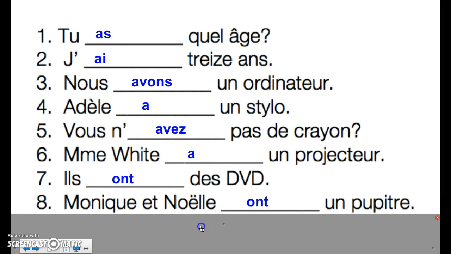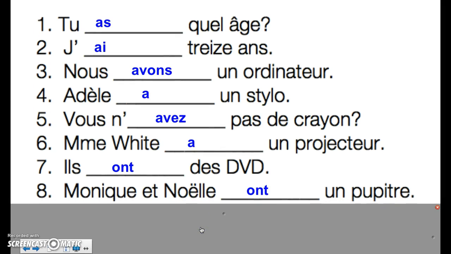Oh wow, there's more than I thought. In numéro 8, Monique et Noël ont un pupitre. Now you might be wondering, what is a pupitre? That is just another word for desk. It is specifically a smaller desk. Bureau is the word that you learned, and bureau can apply to larger desks. It can apply to a couple of different types of desks, but pupitre is more of a student desk. It is a very specific kind. So that's just a fun fact for you.